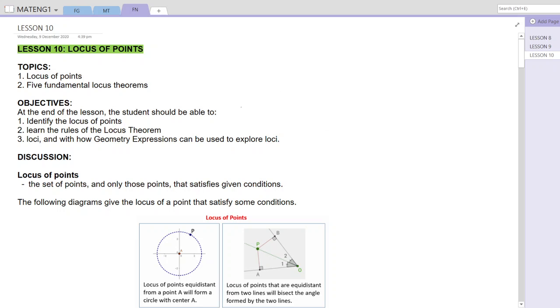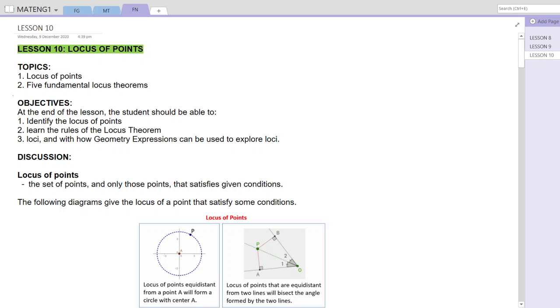For our last topic on the final grading, that is in lesson 10, entitled locus of points. The topics covered here are the locus of points, and second, the five fundamental locus theorems. We are going to relate the theorems to lines, line segments, curves, and so on.